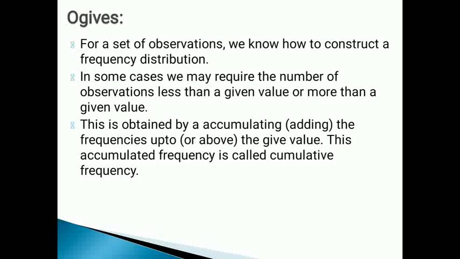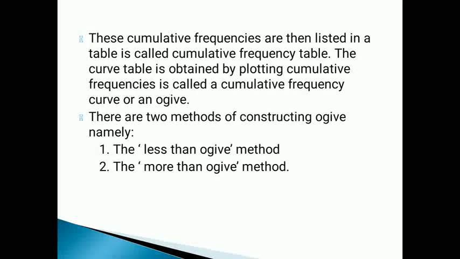and our next type of graph is the ogive curve. For a set of observations, we know how to construct a frequency distribution. In some cases, we may require the number of observations less than a given value or more than a given value. This is obtained by accumulating, or adding, the frequencies up to the given values. This accumulated frequency is called cumulative frequency. These cumulative frequencies are then listed in a table called a cumulative frequency table.